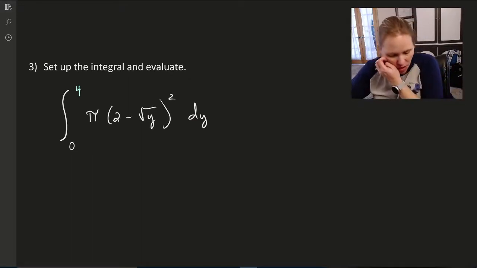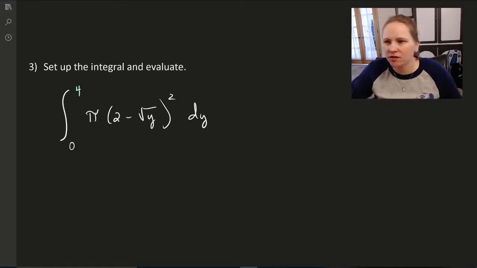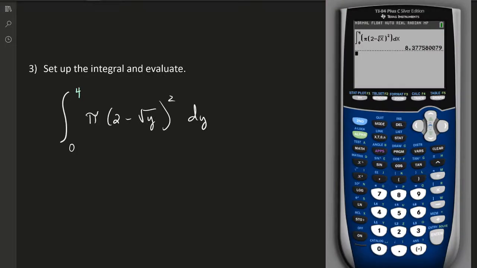So at this point, I would plug it into my calculator and evaluate. You can do this by hand. You have to FOIL everything out, but let's use our calculator right now. So getting everything in there, here's our result. And remember not to square the pi, and remember not to leave it out. So pi r squared. And remember you're going to use x in the calculator and not y when it's a dy setup.